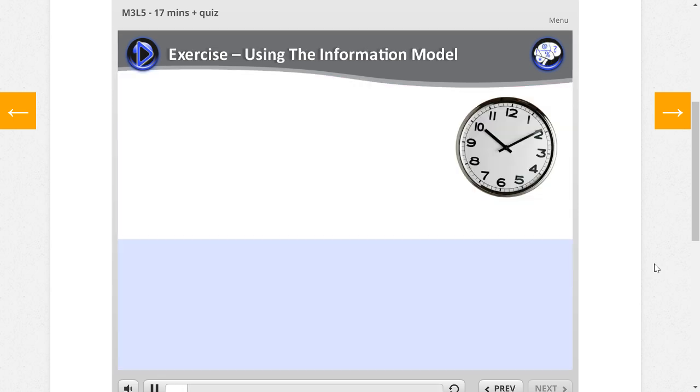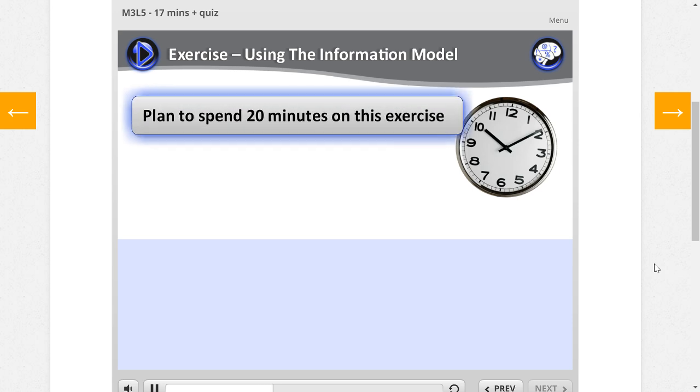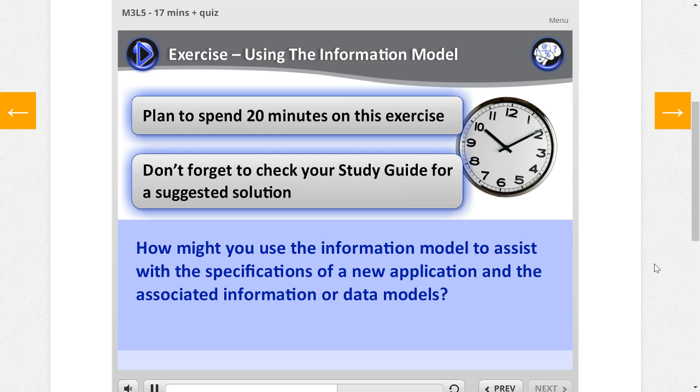Let's use an exercise to think about how the information model can be used when developing a new application. Aim to spend 20 minutes on this exercise, and don't forget to check out your study guide for a solution. How might you use the information model to assist with the specifications of a new application and the associated information or data models? Consider each of the 6 layers.